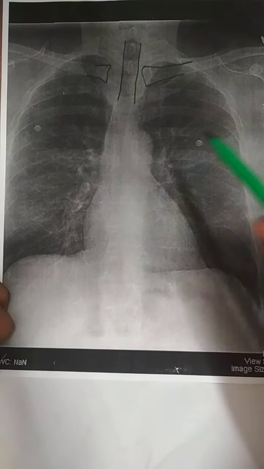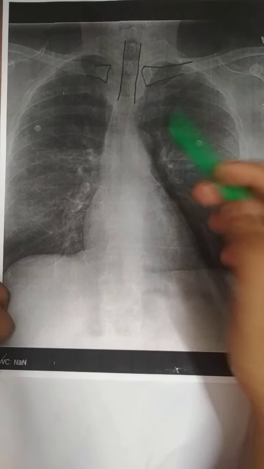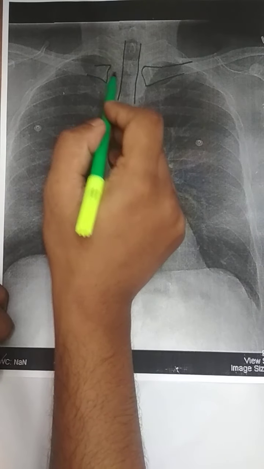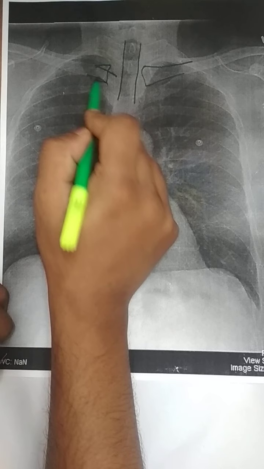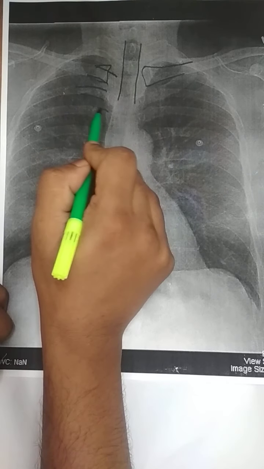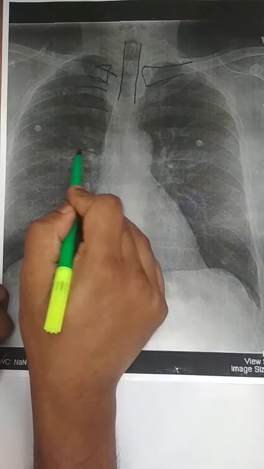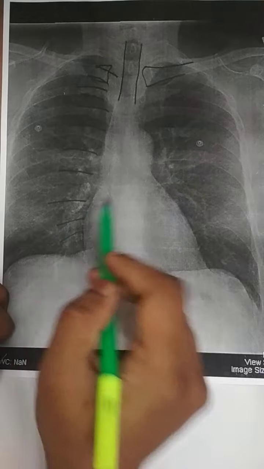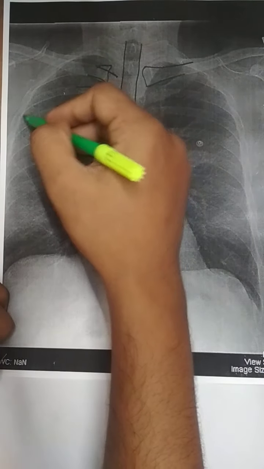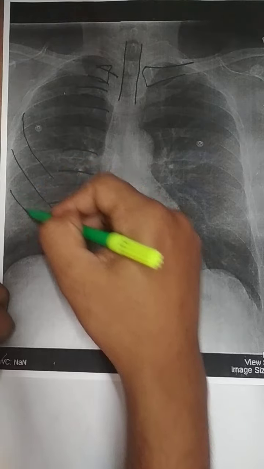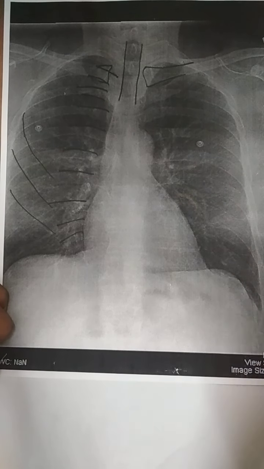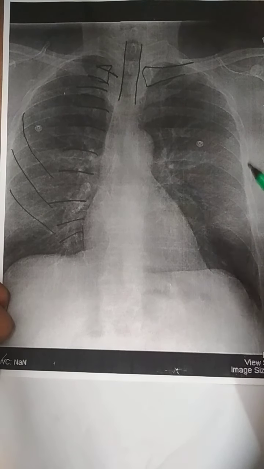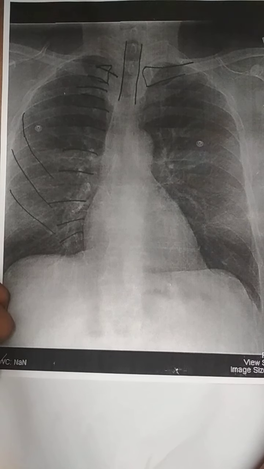Then the ribs. So we have the anterior ribs and the posterior ribs. The posterior ribs are the horizontal ribs. Here are the posterior ribs. The posterior ribs would be more easily seen. And the anterior ribs would be at a 45-degree angle. So you should examine the ribs for any fractures, abnormalities, or some lytic lesions.